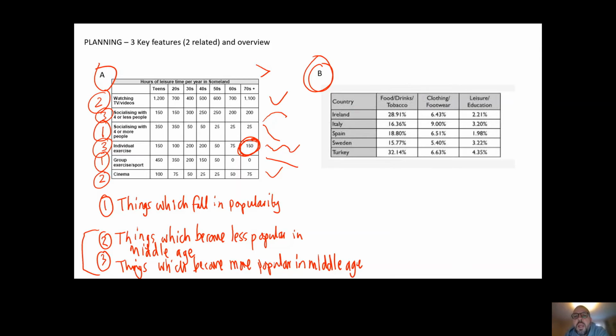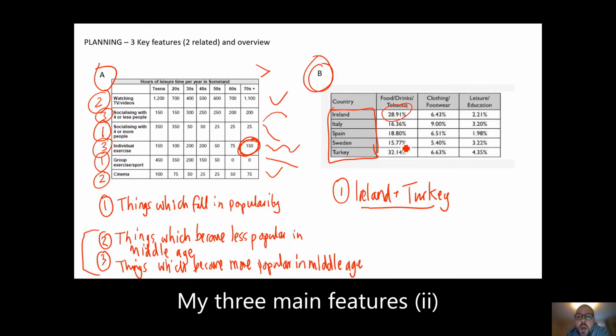So in this case, looking at the individual numbers is going to be useful for me in trying to identify key features. What I really want to do is try to find a way to group these 5 countries into 3 categories. Now, the first obvious one to me is to talk about Ireland and Turkey together. They have similar high numbers for food and drink and tobacco, very similar middle numbers, and not that far away from each other in terms of leisure and education. So that's one key feature.